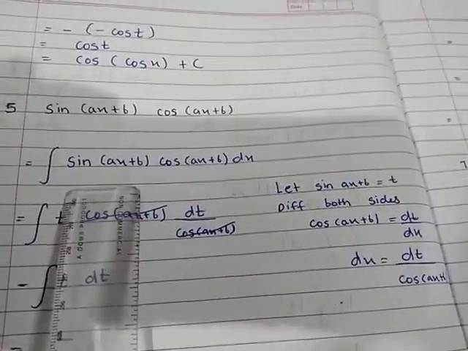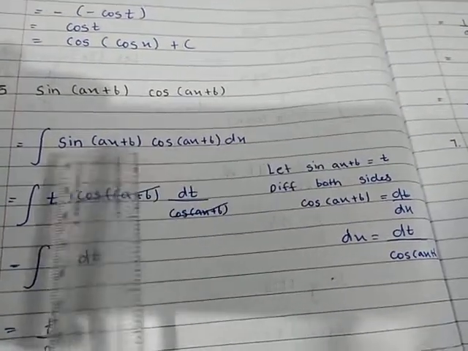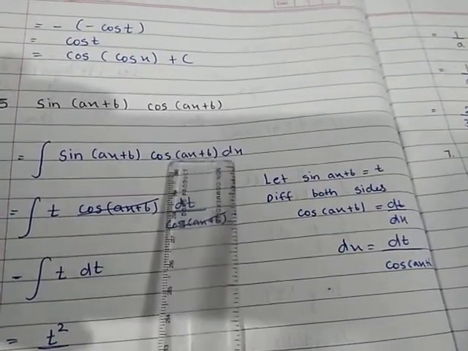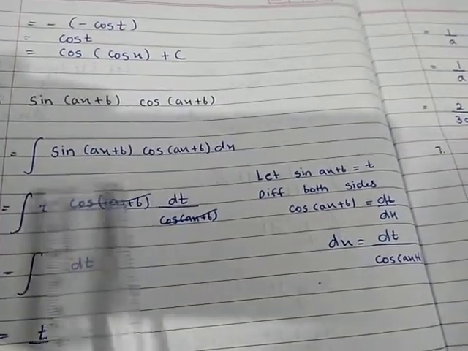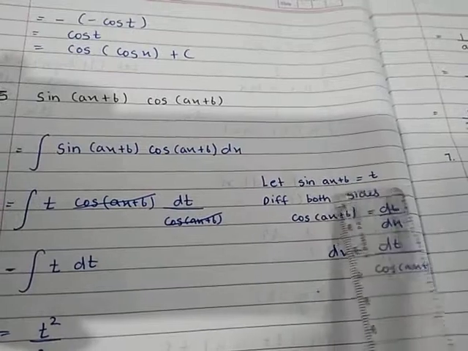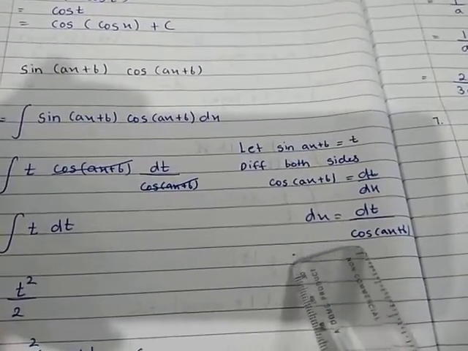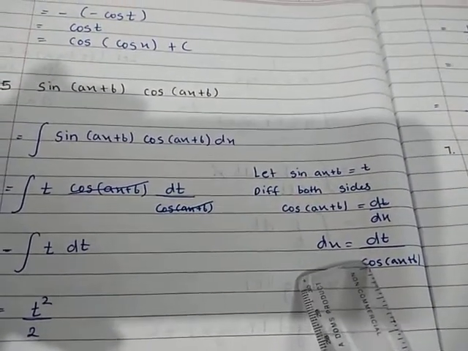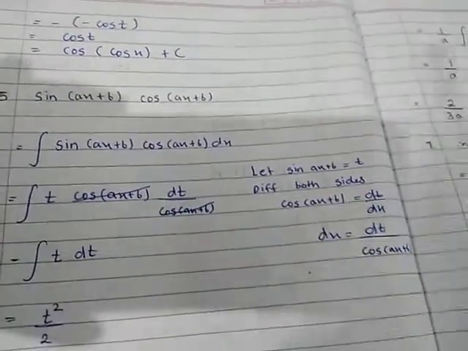Question number 5. Integration of sin ax plus b cos ax plus b dx. If sin is the function, then cos is its derivative. If cos is the function, then sin is its derivative. We can take any one as a function. Here sin of ax plus b is equals to t. Doing differentiation, dx will be dt upon cos of ax plus b into a. Okay, then you have to put the value and do it.